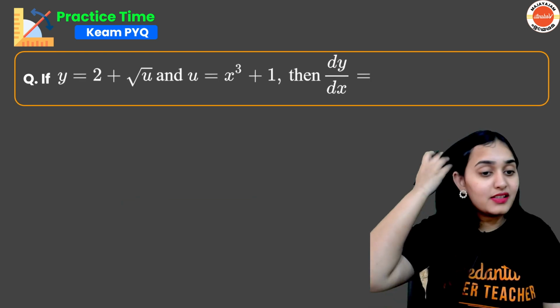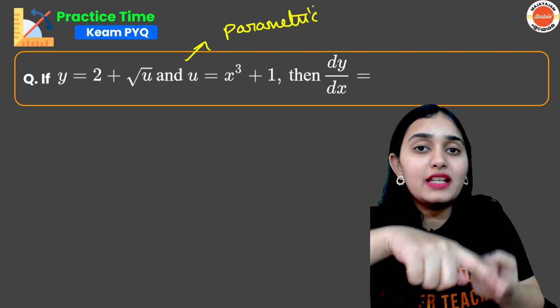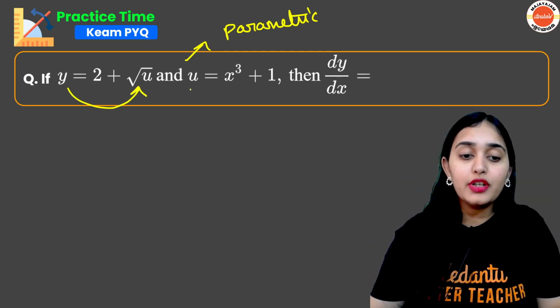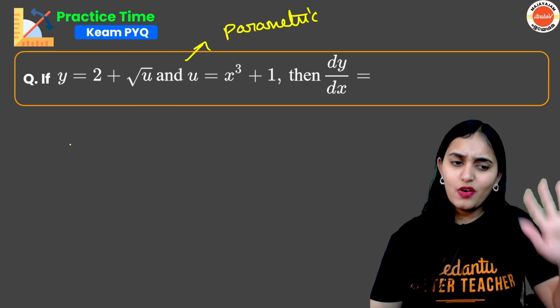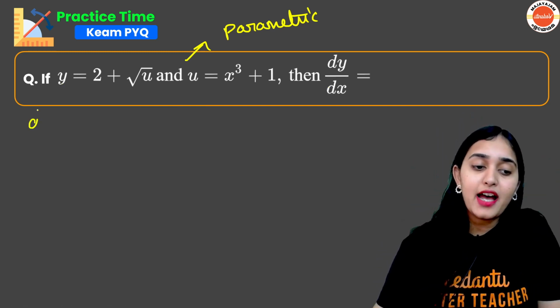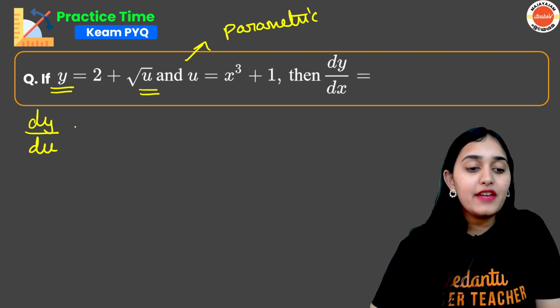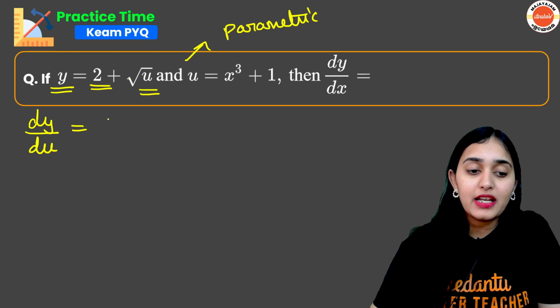Okay. Next question. See, this is which one? I told you, parametric form. Parametric form means one function is depending upon another. Here, y depends on u, which depends on x. But how will you find dy by dx? No worries. First, let's find out dy by du, differentiating y with respect to u. So dy by du: 2 differentiation is 0, root u differentiation is 1 upon 2 root u, right?